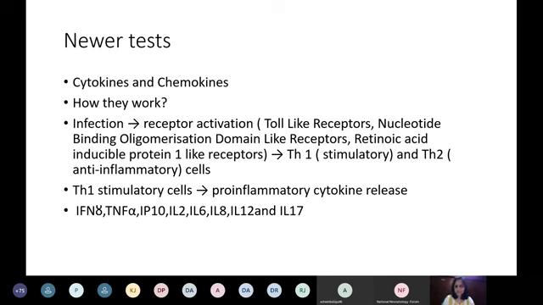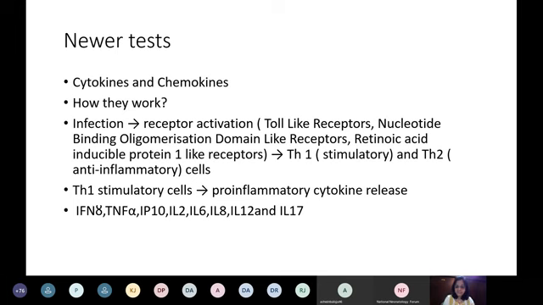So one is TLR, or toll-like receptors. The other one is nucleotide binding oligomerization domain-like receptors, NOD. And RIG, that is retinoic acid inducible gene-like receptors. So all these receptors get activated whenever there is infection.